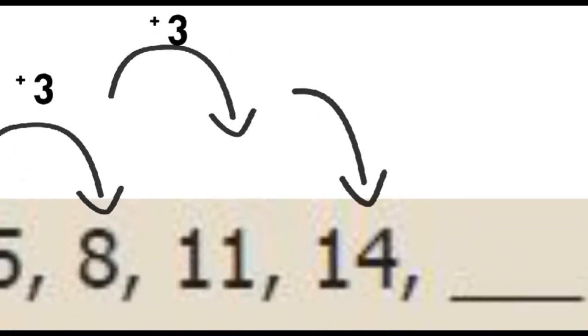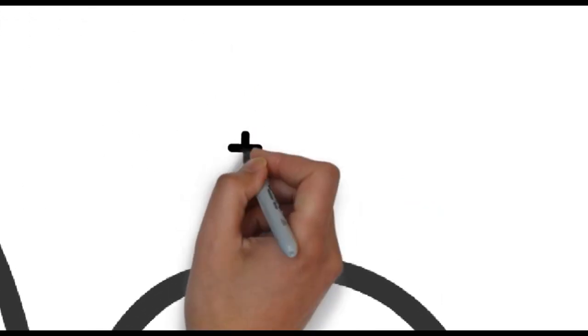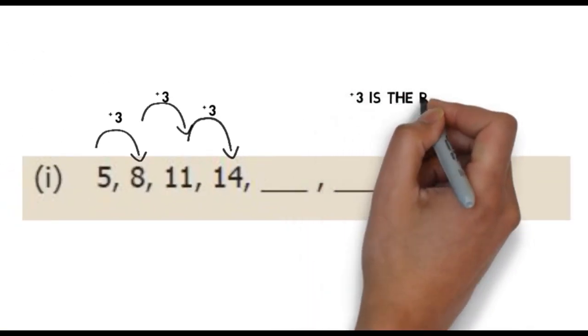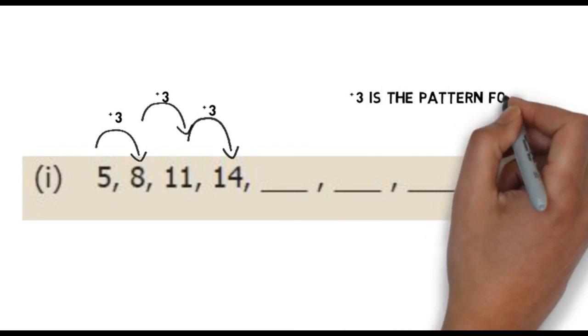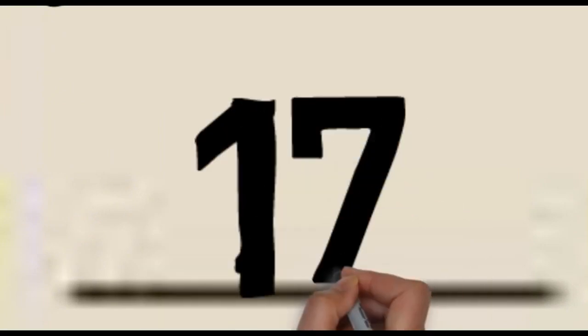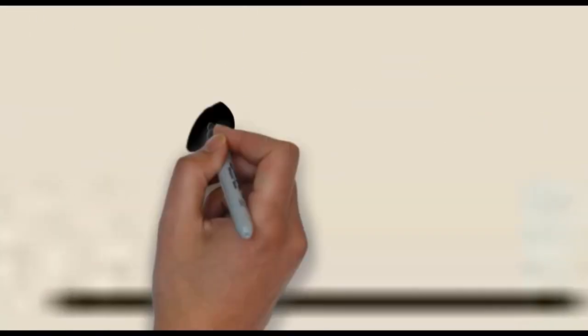So 5 plus 3 is equal to 8. 8 plus 3 is equal to 11. 11 plus 3 is equal to 14. So plus 3 is the pattern followed. Next, we add 14 plus 3, which is 17. 17 plus 3 is 20. Then 20 plus 3 is equal to 23.